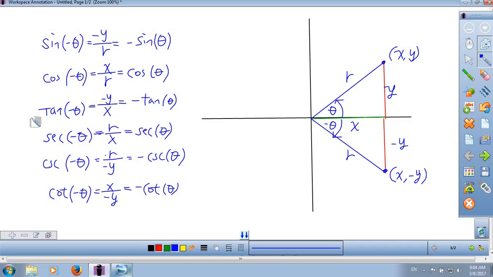So what it means is there are several things we have to pay attention to. Except for cosine and secant, if you plug in an opposite angle, everything else changes to the opposite.